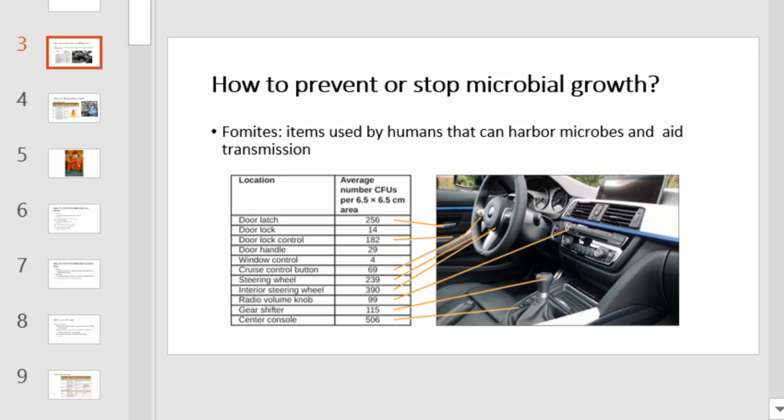One of the first things to look at are fomites. Fomites are items used by humans that can harbor microbes and aid transmission. There are a number of things that we touch and deal with in our day-to-day lives that fall into this category. Illustrated here are just a few from your car.